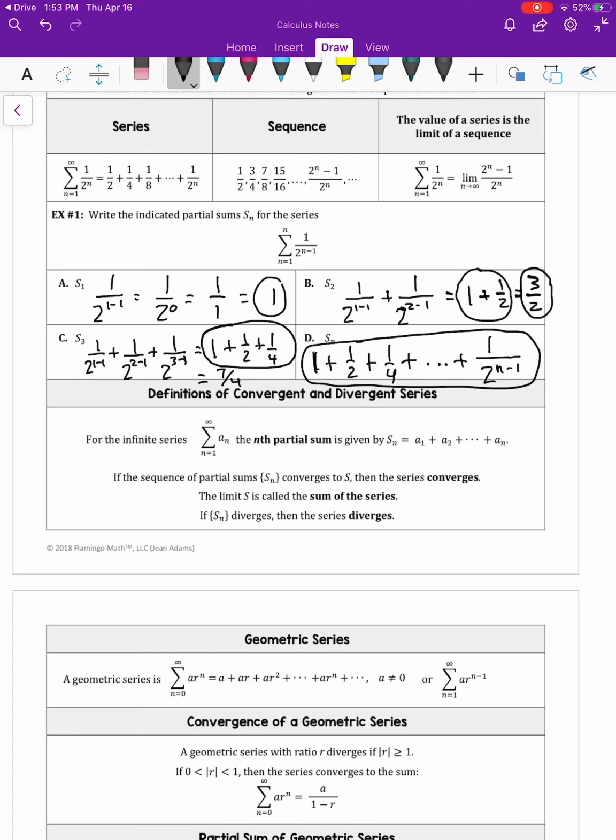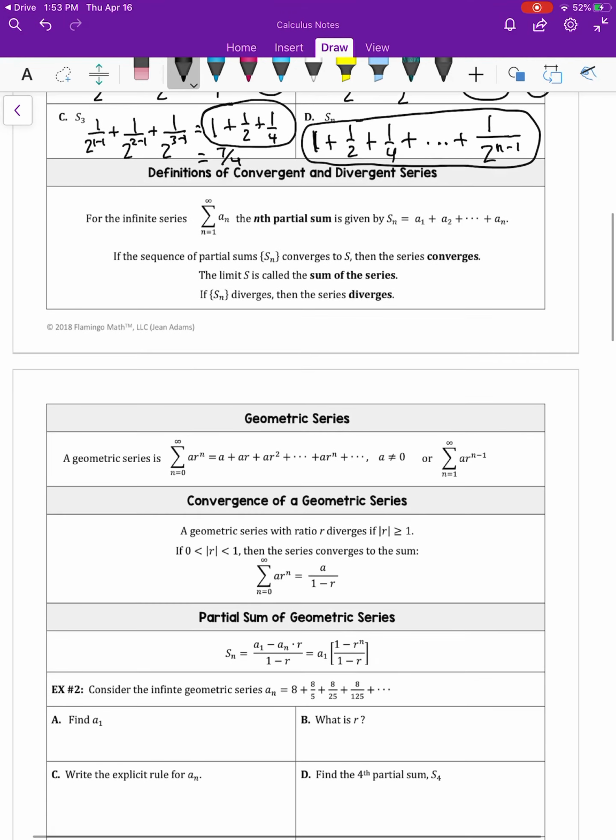Okay. So now for the infinite series, summation n equals 1 to infinity a sub n, the nth partial sum is given by S sub n, which is just your first term plus your second term plus your third term plus dot dot dot, all the way up to your nth term. If the sequence of partial sums, S sub n, converges to S, then the series converges. The limit S is called the sum of the series. If the sequence of partial sums diverges, then the series diverges. So that leads us to looking at the geometric series.